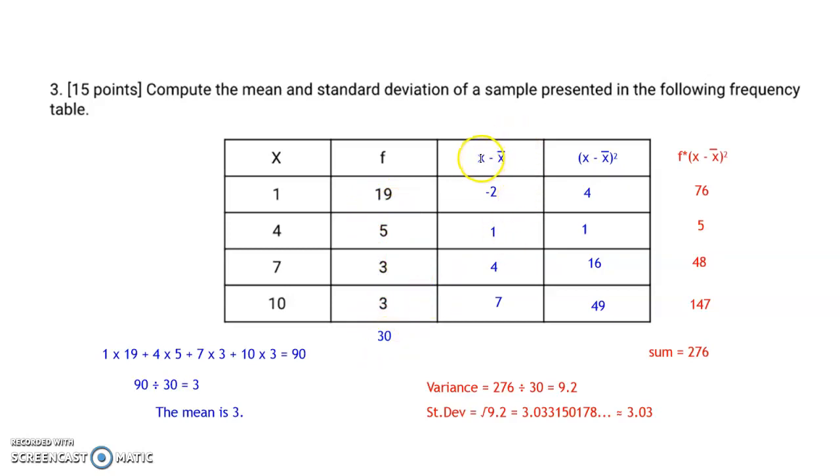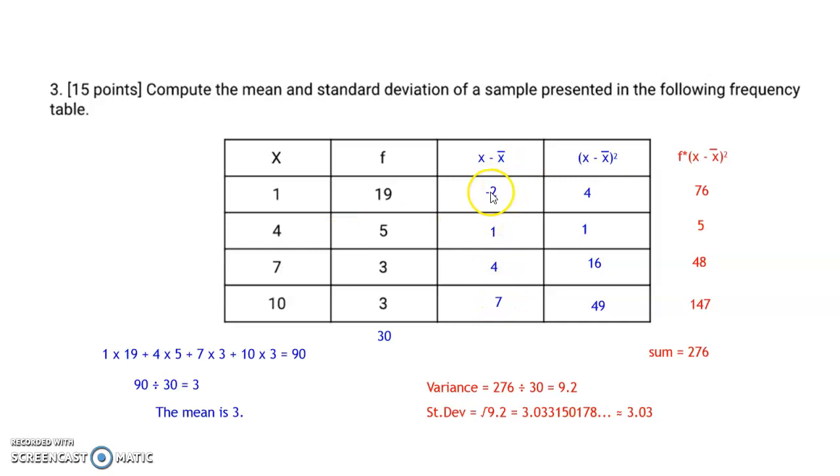We do all the differences between each individual observation and the mean. We found the mean by taking all the individual values and multiplying by the frequency. So that's 1 times 19, 4 times 5, 7 times 3, 10 times 3, and getting 90. So that is the sum of all of the different observations here. We're going to divide that by 30 because there are 30 observations. The frequency total is 30. So we get 3. The mean is 3. Once we figured that out, we were able to do x minus x bar, in other words, 1 minus 3, 4 minus 3, 7 minus 3, etc. And we got our deviations.